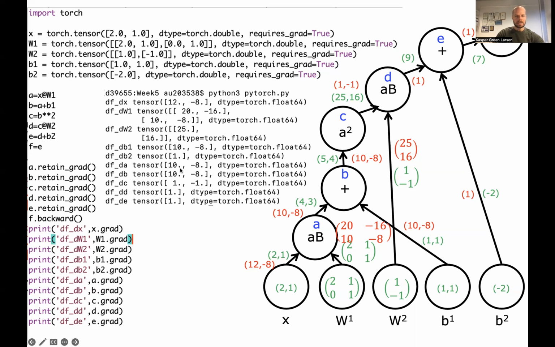With respect to a, it's 10, minus 8. That's what we had down here. With respect to b, it's 10, minus 8. That's what we had up here. With respect to C, it's 1, minus 1. That's what we had here. With respect to D, it's 1. And with respect to E, it's 1. Right. So it seems that at least we carried out these steps correctly when we went through it.